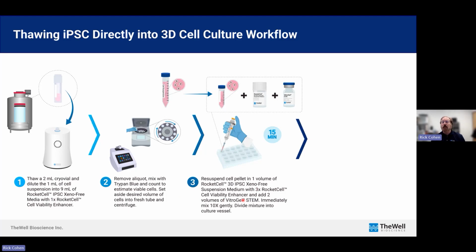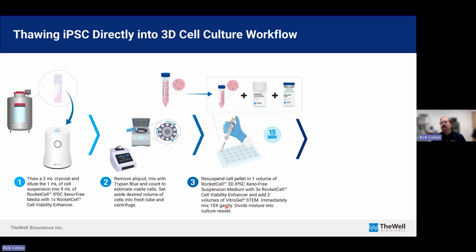And basically for all other techniques, this is what you do. 1 volume of your cells, 2 volumes of your Vitrogel stem or other Vitrogels. Immediately mix 10 times gently. And I can't stress this more. When you mix any type of cell, especially iPS cells, you don't want to do it violently because you're going to kill them with shear force. So use caution, but do mix these very thoroughly 10 times.